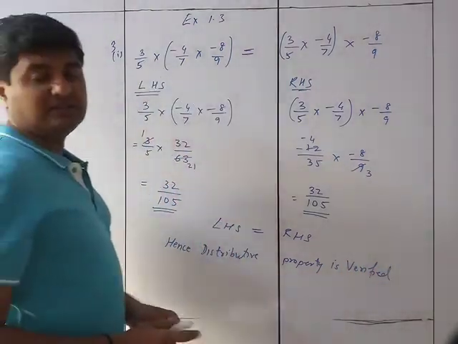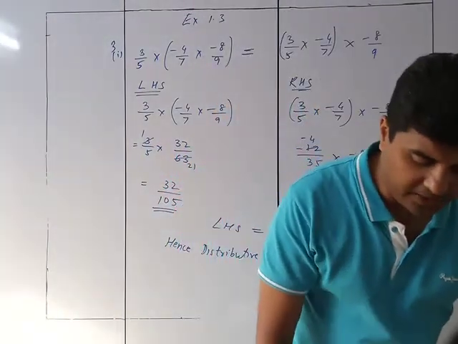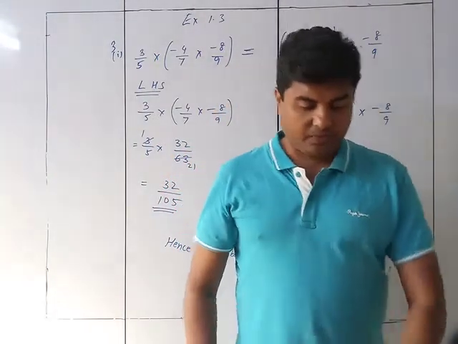Did you understand this? It's called the distributive property. So the distributive property over here is verified.